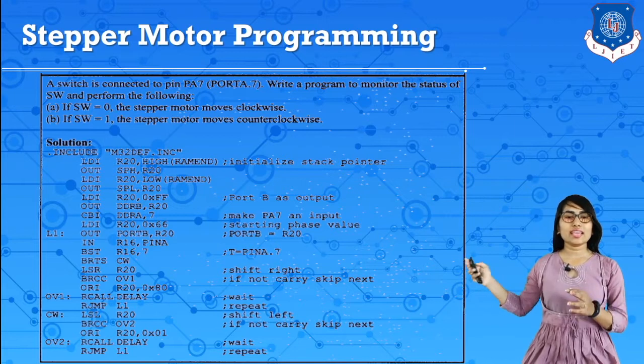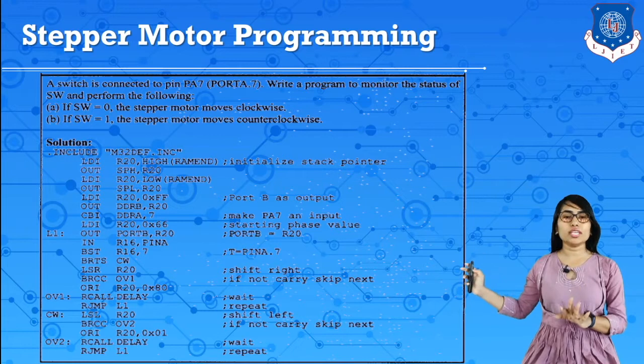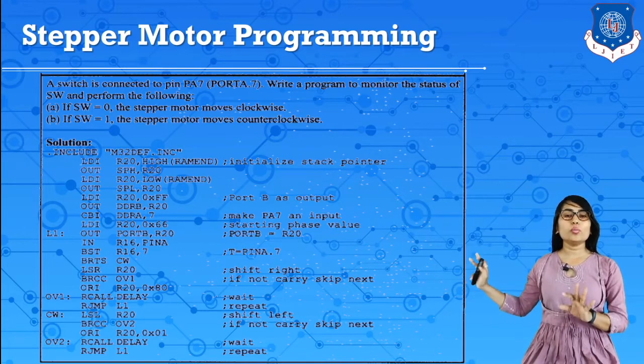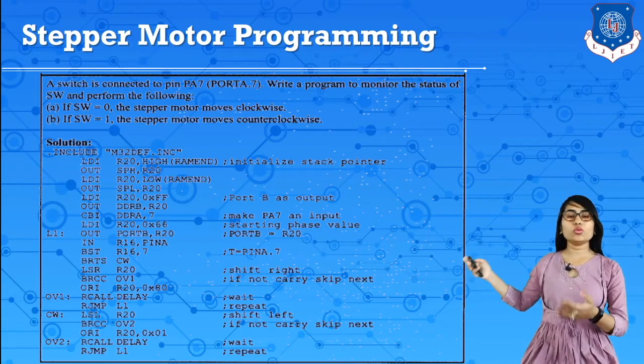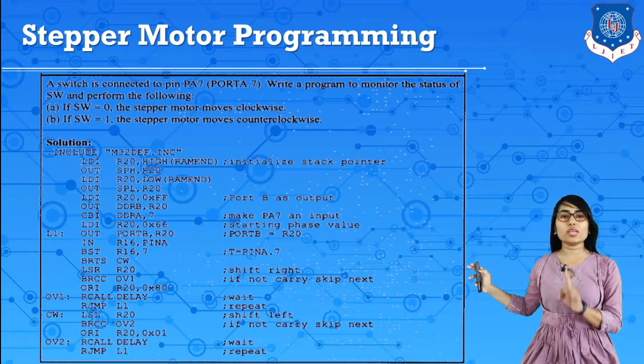So here LDI R20, 0xFF, OUT DDRB, R20. So make port B an output. Now let's make PA7 an input, because we want to read the status of PA7.